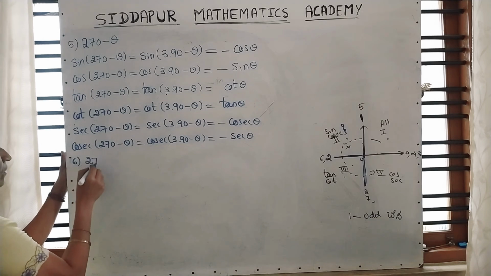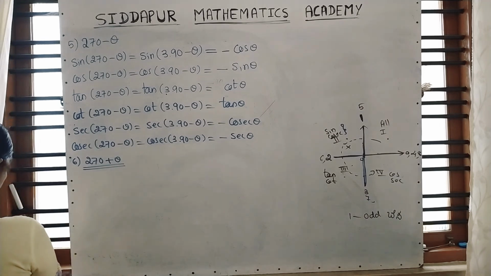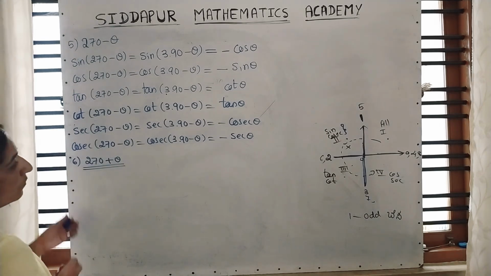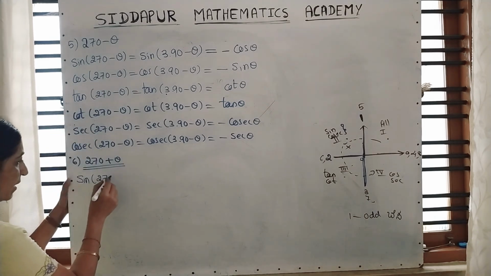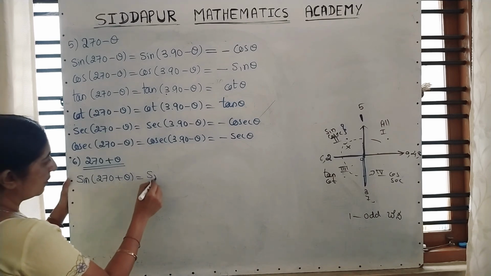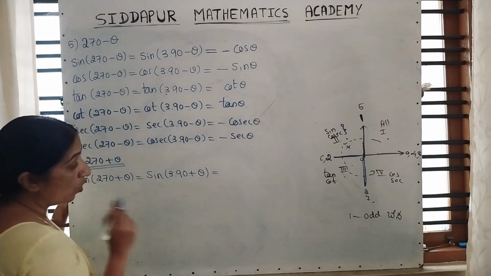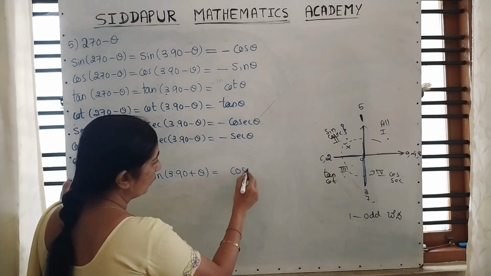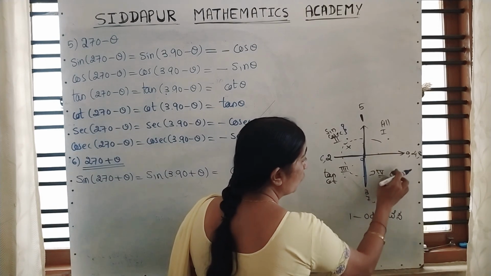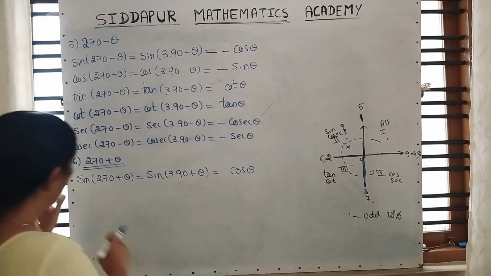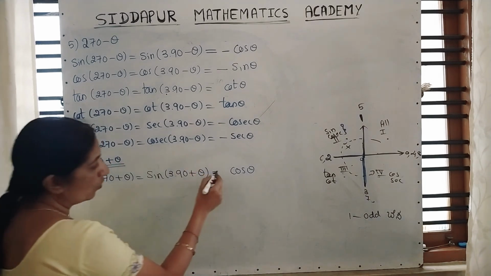Sixth one, 270 plus theta. First I will explain the splitting. Sin 3 into 90 plus theta. 3 is odd, sin changes to cos. Where does it come? 3 into 90 plus means the fourth quadrant. In the fourth quadrant, cos and sec are positive. If it starts with cos, the answer is positive. But it starts with sin. Sin is negative.